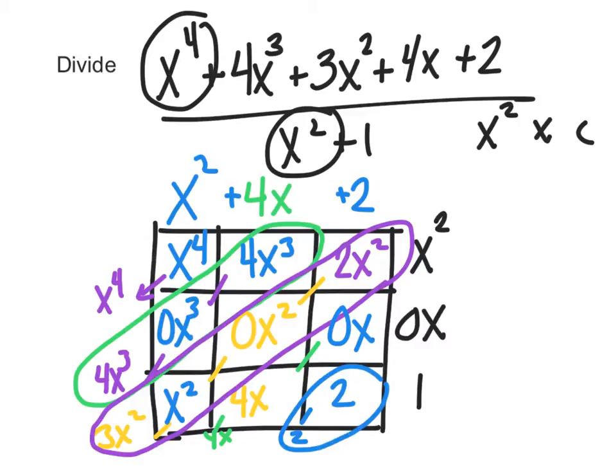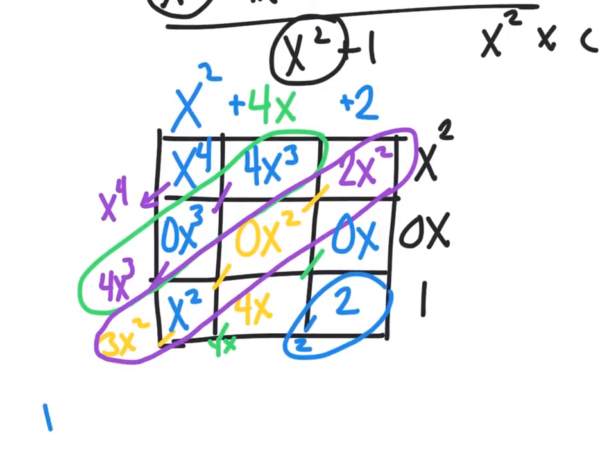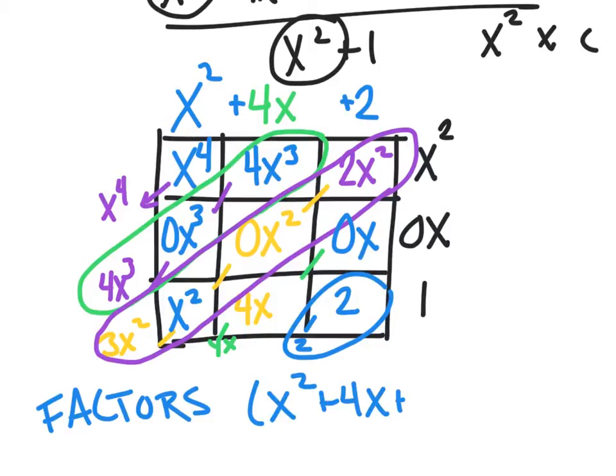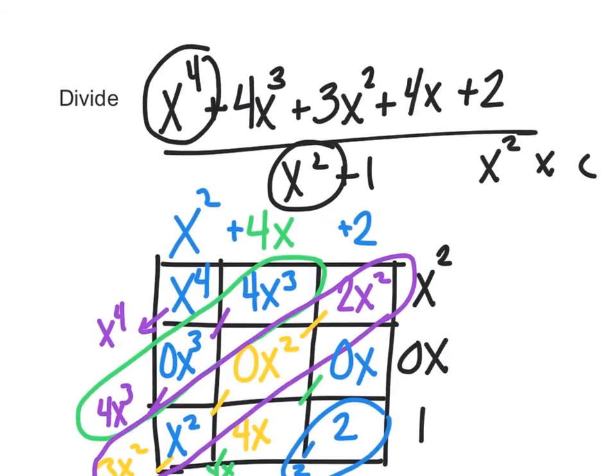So one last time, what did we do this for? Well, we just figured out that this polynomial divided by x squared plus 1 gets me this polynomial, x squared plus 4x plus 2. So that tells me that the factors are x squared plus 4x plus 2 and x squared plus the 0x plus 1. So if I were to multiply this out to check myself, use that distributive property or tabular, whatever you prefer, you should get the original polynomial that we started with.